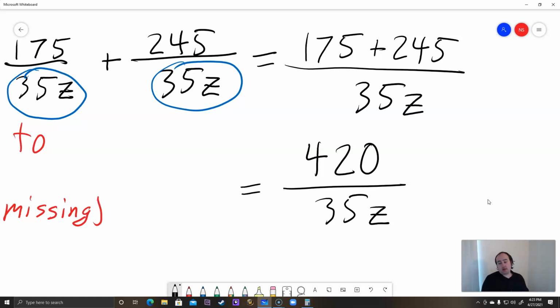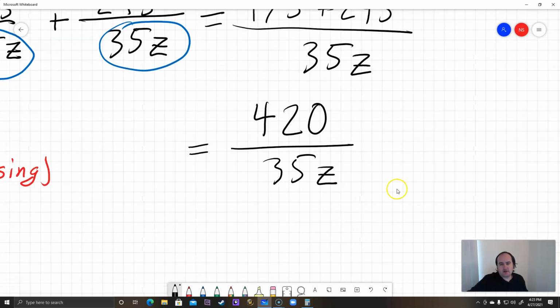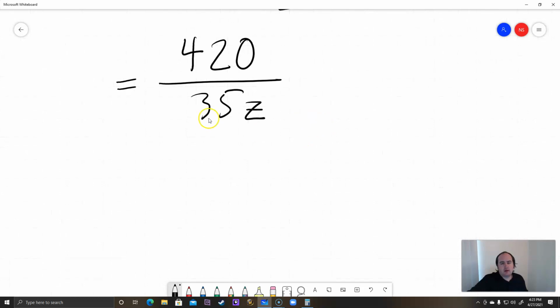Okay, and then you're not done. You still need to simplify this a little bit. And if you're not sure what numbers to divide by, you can look at the last digit here. On the top we have a 0, on the bottom we have a 5. Those are both divisible by 5, so we can divide the top and the bottom by 5. So that's one thing we could do.